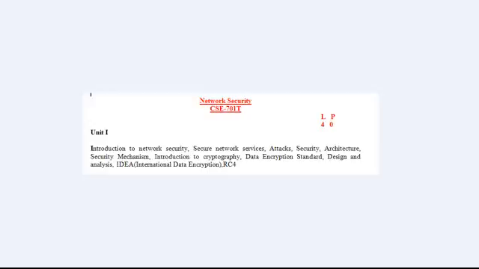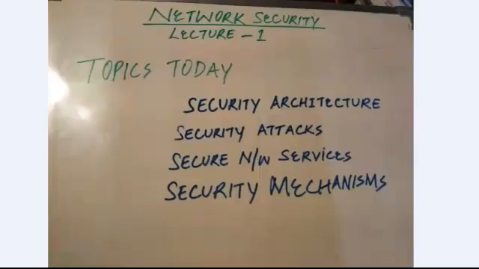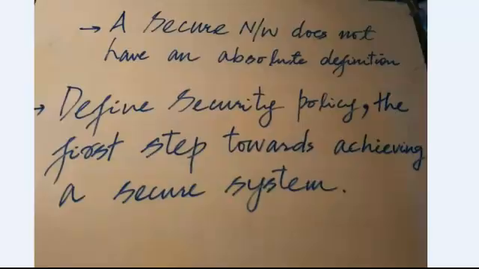So, in this lecture, we will discuss security architecture, which will further lead us to security attacks, secure network services, and security mechanisms. Now, based upon the concerns discussed in the introductory lecture, we can say that there is no absolute definition of a secure network. And because no absolute definition of a secure network exists, what do you think should be the first step that you and I, or an organization, or anyone should take towards achieving security?